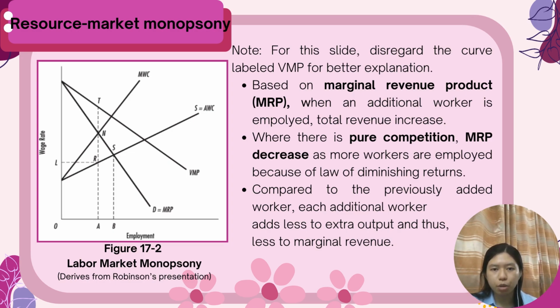Joan Robinson analyzed monopsony in the market for resources using the labor market as an illustration. We will disregard the curve labeled VMP in the figure. Following Marshall's approach, Robinson declared that an employer's short-run labor demand curve is its marginal revenue product curve, which is MRP. When there is pure competition, marginal revenue product MRP declines as more workers are hired because of the law of diminishing returns. This means that each added worker contributes less to extra output, and therefore adds less to marginal revenue than the previously added worker.